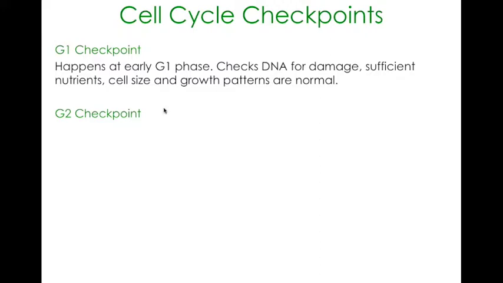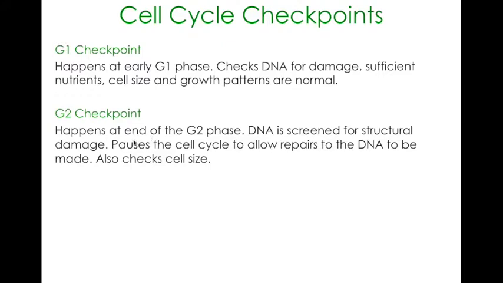At the G2 checkpoint, after the cell has replicated its DNA, the DNA is then screened for structural damage. In other words, the actual individual parts of the DNA are complete and perfect, and there are no mutations or faults occurring. If there is something wrong, it will pause at this stage before it enters into mitosis, so that the repairs can be made to the DNA. It also checks that the cell is large enough so that it can divide.